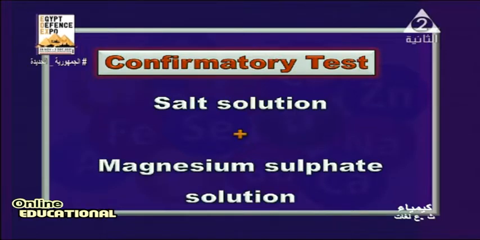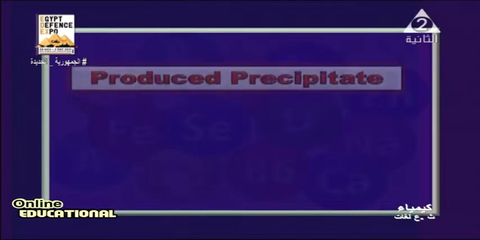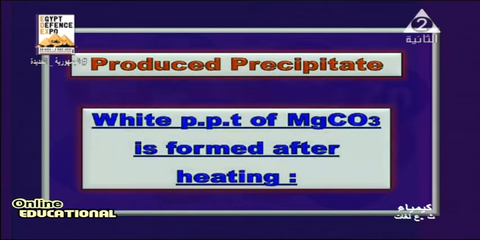Confirmatory test. To differentiate between the carbonate and the bicarbonate salt, we have to use the confirmatory test using magnesium sulfate solution. We agreed that the confirmatory test is not on the solid salt, but on the salt solution. So here a white precipitate of magnesium carbonate will be formed, but after heating, as the following animation shows.